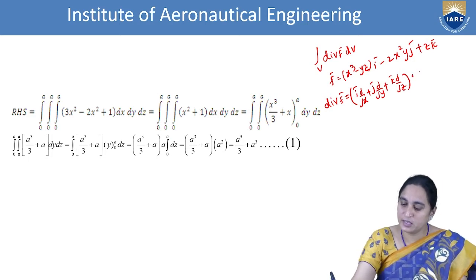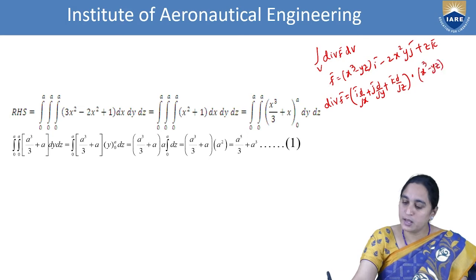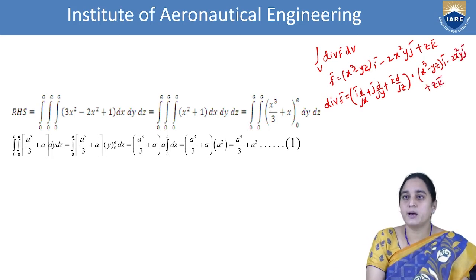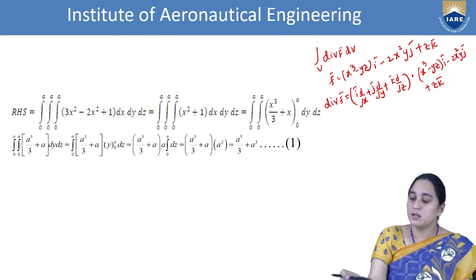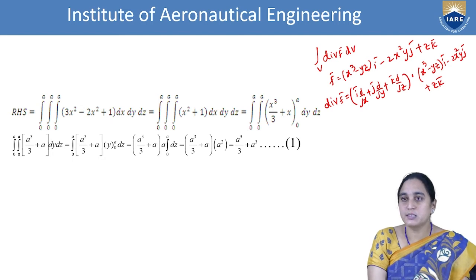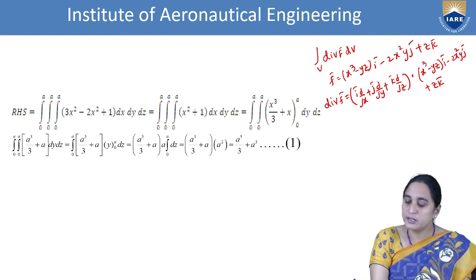Dot product with f bar, that is (x cube minus yz) i bar minus 2x square y j bar plus z k bar. Now multiply both the vectors here. That is how to multiply here.